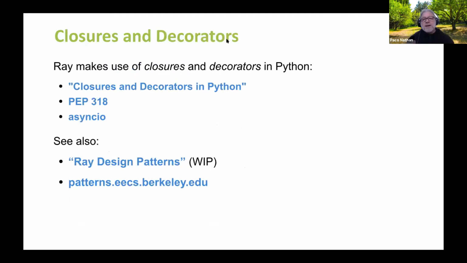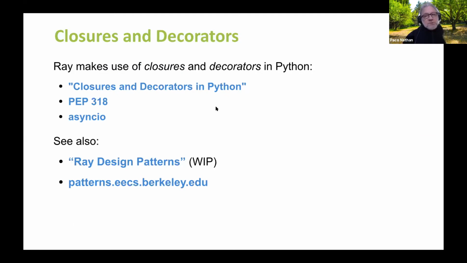In Python, the way that Ray implements a lot of these distributed patterns involves, on the one hand, the use of decorators and closures in Python. There's an article that I've listed here, closures and decorators in Python, that has to do with PEP 318. It's also using the asyncio library, so making use of futures, and we'll go into this in a bit.